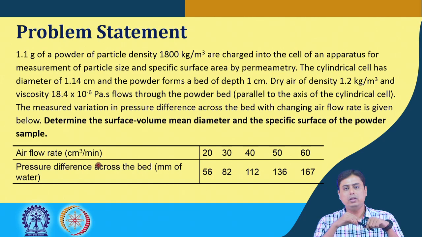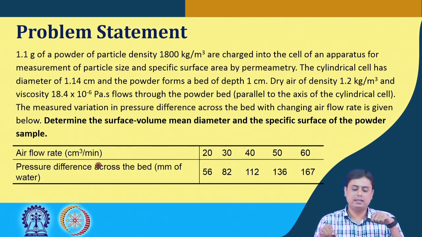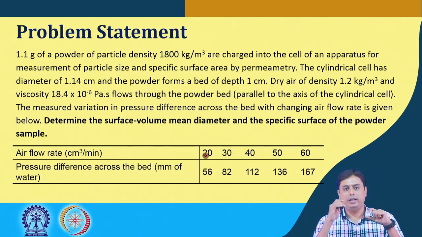So how do we solve this problem? Let me again summarize the whole problem statement. There is a cylindrical cell where the particle size is determined by the permeametry method. Along with the particle size, we can also find out the specific area for that powdery sample. Now, with a known mass of powdery sample, when we fill the known volume of the cylindrical permeametry-based apparatus, it creates a certain bed height.